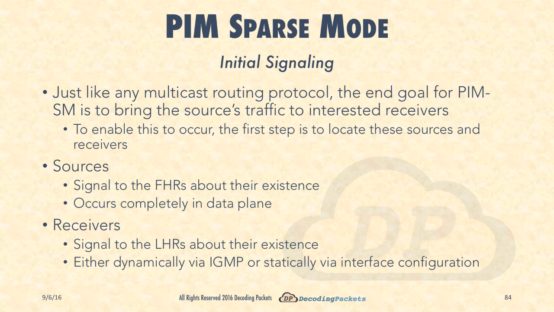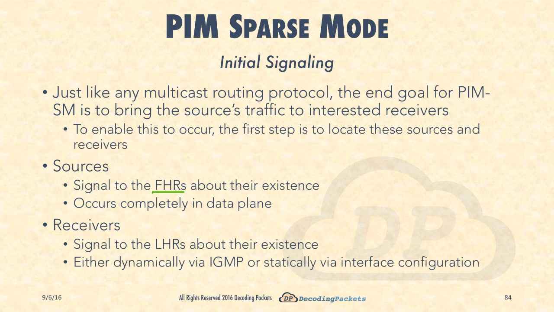The sources, they signal the first hop routers. So FHR, if you have forgotten that particular lecture or if you haven't seen it already, I highly recommend you go back to it and actually see it. But FHR means a first hop router. These are the routers that are directly connected to multicast sources. So multicast sources must inform the FHRs, which are basically their gateway into the multicast network, about their existence.